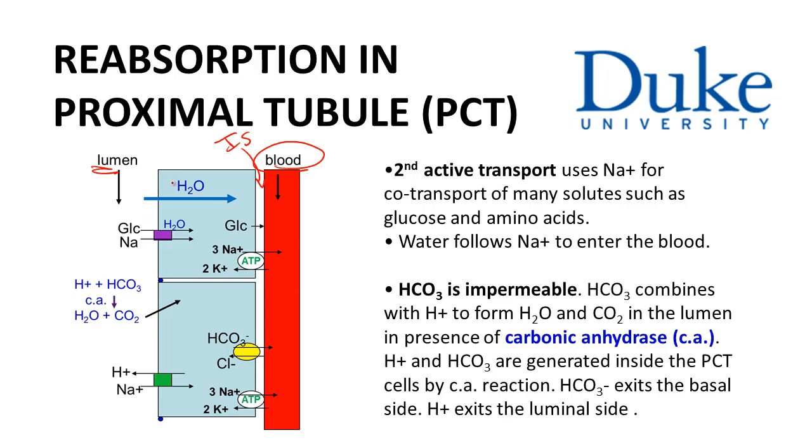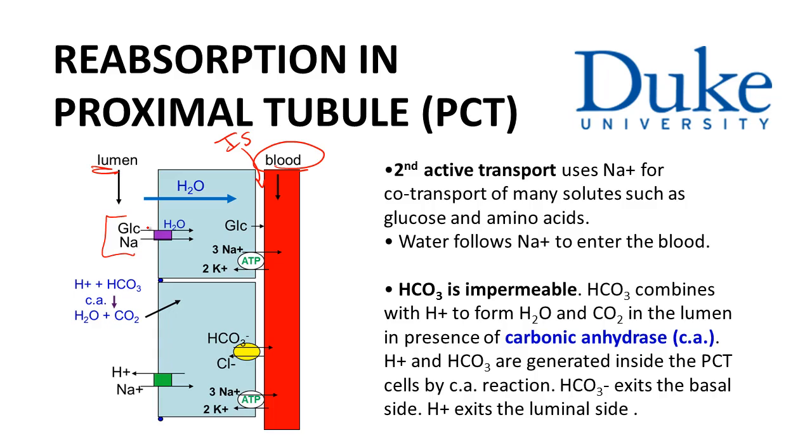The cells that line this tubule region in the proximal convoluted tubule are asymmetric in the expression of transporters, such that transporters which are located on the luminal surfaces of these cells are different from the transporters which are located on the basal surfaces of the cells, or the surface that's facing the blood. And what I've diagrammed here is one such transporter, the glucose-sodium transporter.